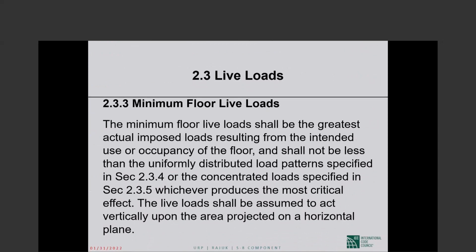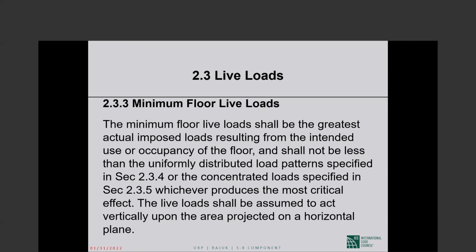Now, minimum floor live loads, I think I'll skip the writing here. So the way everybody designs is there is a table in the code that gives you minimum uniformly distributed live loads. And then there are also concentrated live loads given in the same table. You design for one or the other, whichever is the more severe. It is not that you design for the uniformly distributed plus the concentrated. No, it is never that. Okay, it is one or the other.